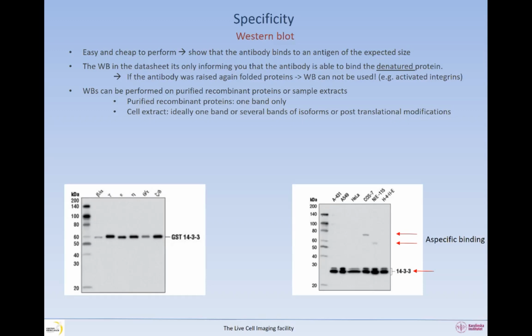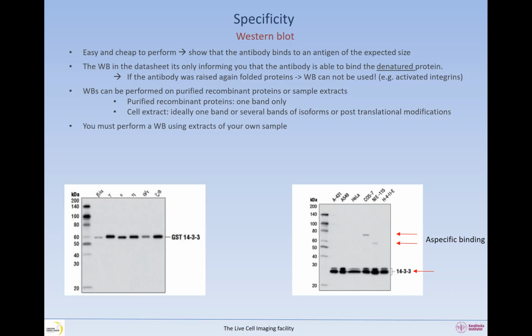But for example, in this blot, we can see that two cell lines also have some extra additional bands, which could make me think that there is some non-specific binding in these cells.